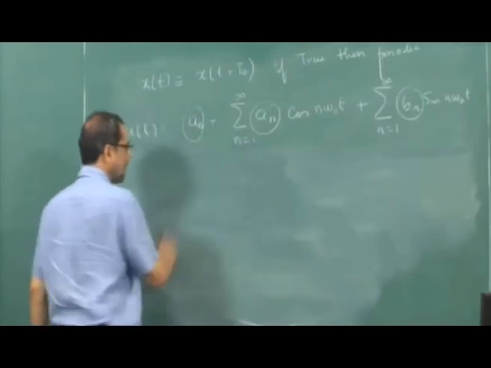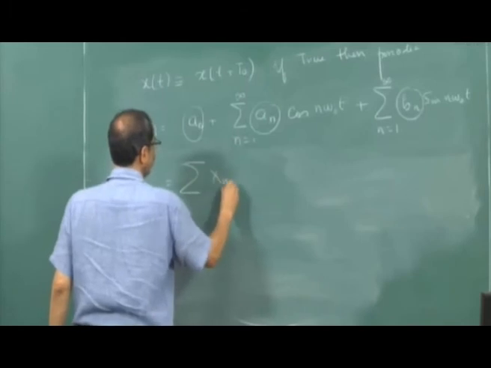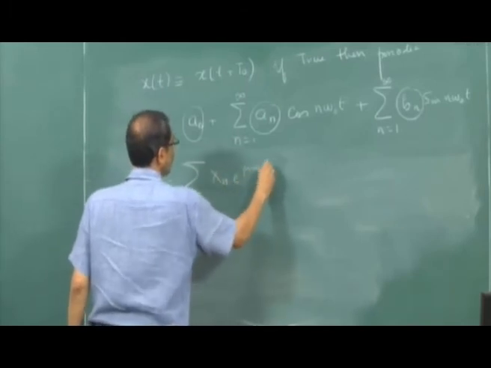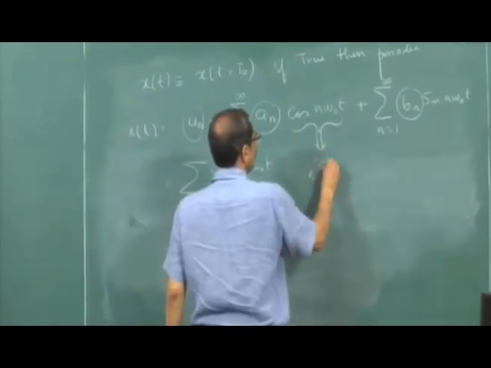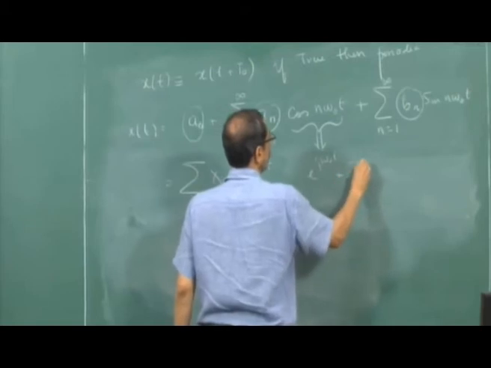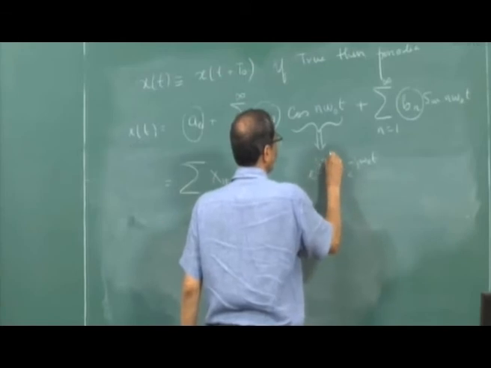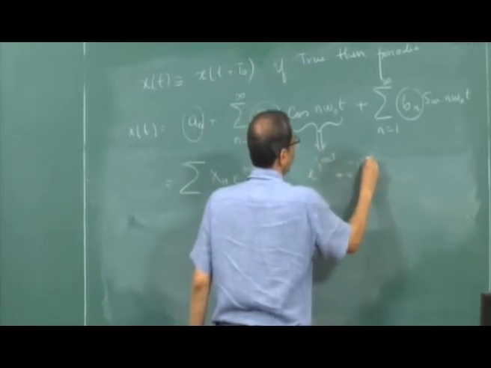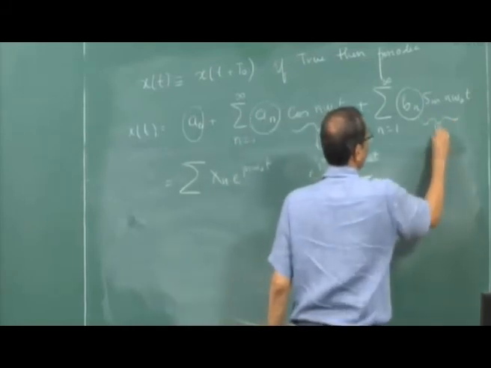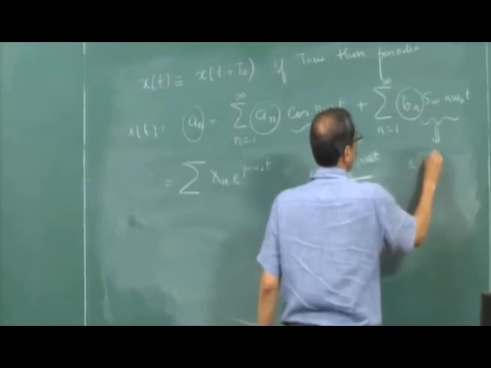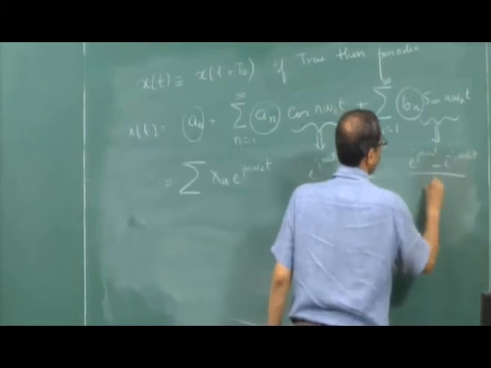So connecting this with Xn e to the power of j n omega naught t is not difficult, right? Use Euler's relationship. This is e to the power of j n omega naught t plus e to the power of minus j n omega naught t, by 2, and similarly here e to the power of j n omega naught t minus e to the power of minus j n omega naught t, by 2j.